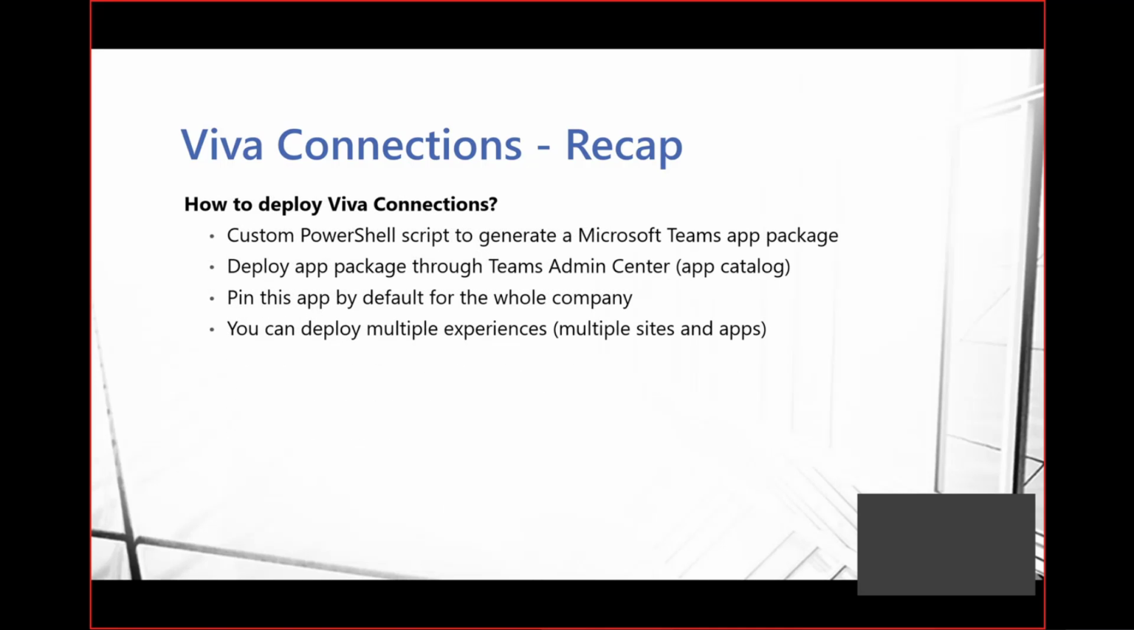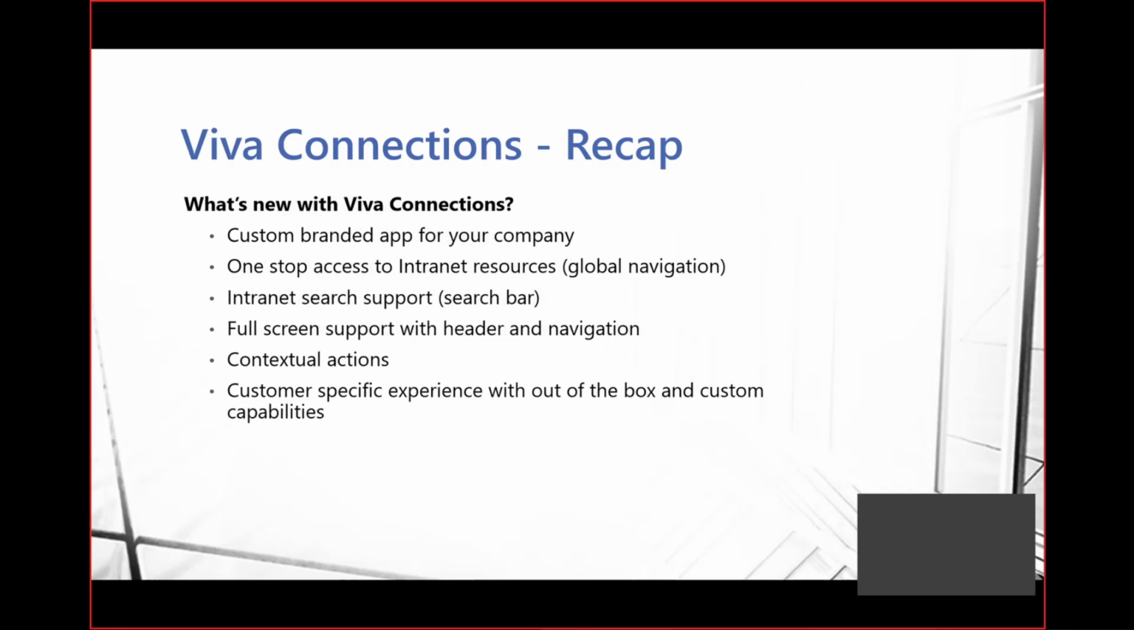So the second part is how to deploy Viva Connections. You build the Viva Connections app with a custom PowerShell script. This script will generate a Microsoft Teams app package, and you will deploy this app package through the Teams admin center in the app catalog. If you want, you can pin the app by default for the whole company in the menu. You can also deploy multiple experiences. If you have, for example, multiple sites, you can generate multiple apps and deploy these apps for the end users. It's possible.